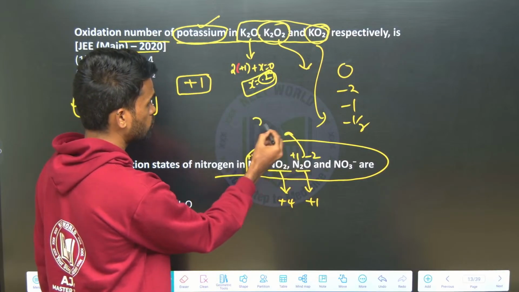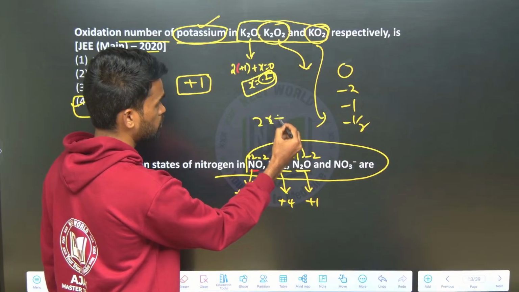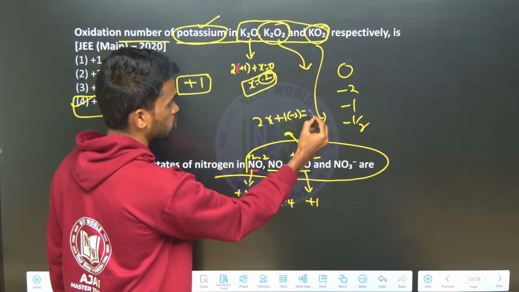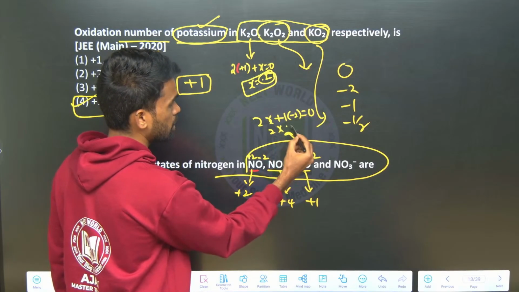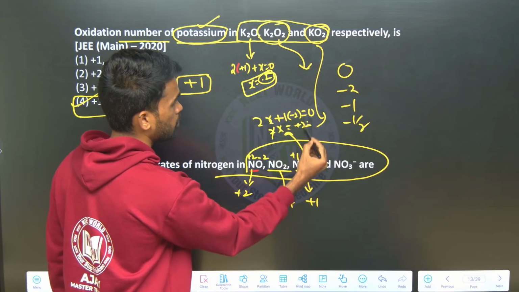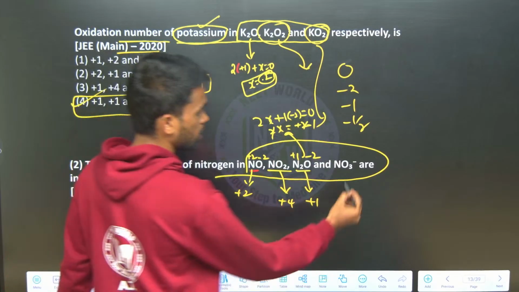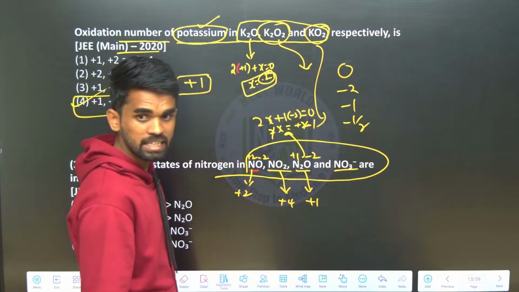See, 2x plus 1 into minus 2 equals 0. So 2x will be plus 2. So x will be plus 1. Okay, now next, what about nitrogen in the nitrate ion?